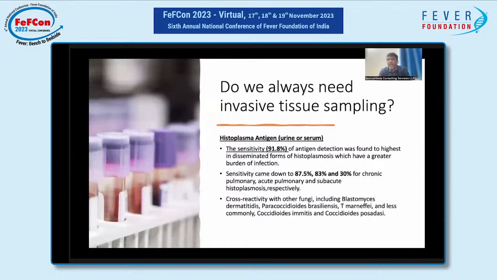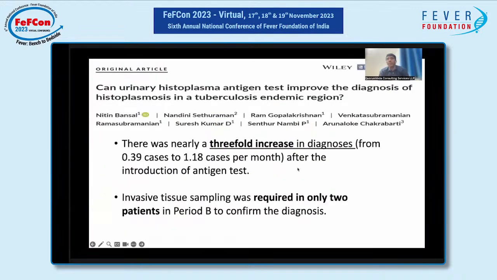More than 90% sensitivity for urine histoplasma antigen for diagnosis of systemic histoplasmosis. And this is our data. When we started doing urinary antigen for histoplasma, our diagnosis of histoplasmosis increased by 3-fold. So it's very useful for diagnosing histoplasmosis.